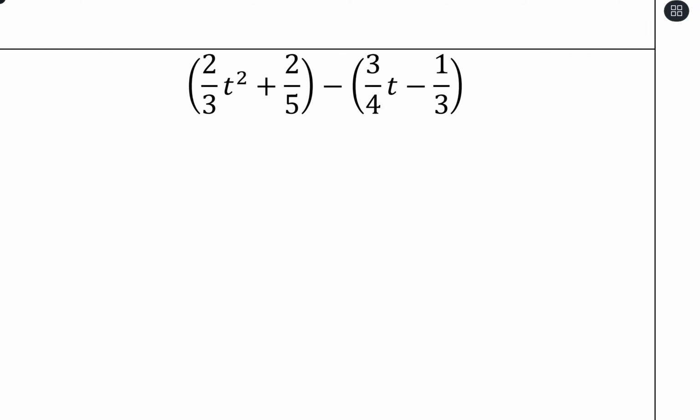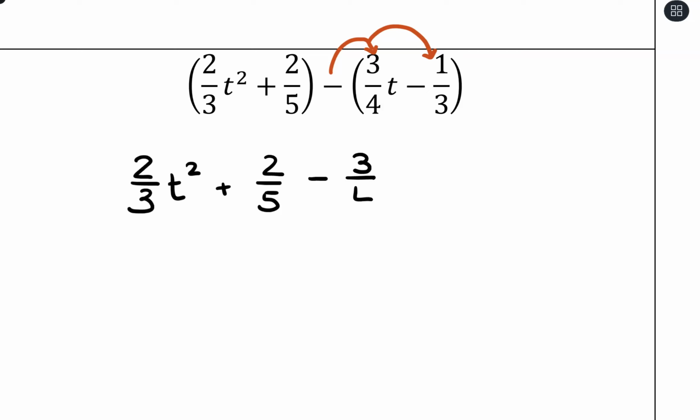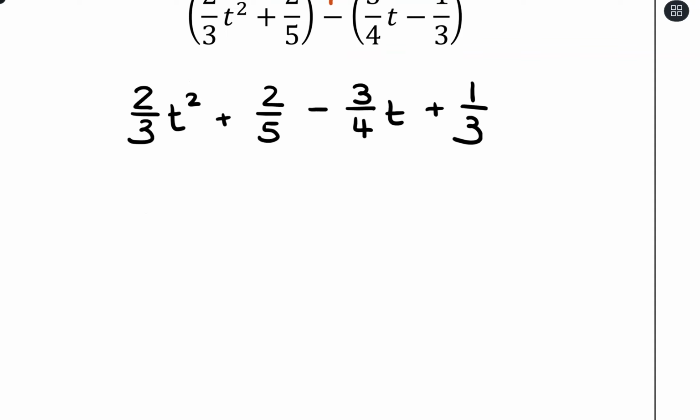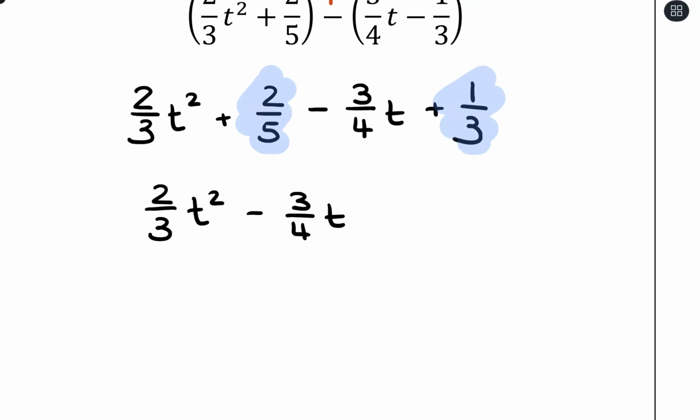And then subtraction here, and doing some fractions. So with subtraction, the negative needs to distribute. So we'll have 2/3 t squared plus 2/5 minus 3/4 t plus 1/3. Okay, so we'll have 2/3 t squared minus 3/4 t, and then what we need to combine is this 2/5 and 1/3. So I'm going to go ahead and convert those so that they have common denominators.